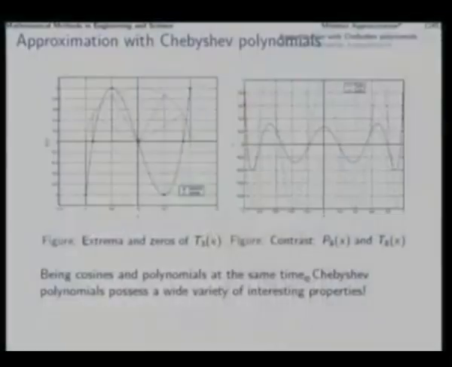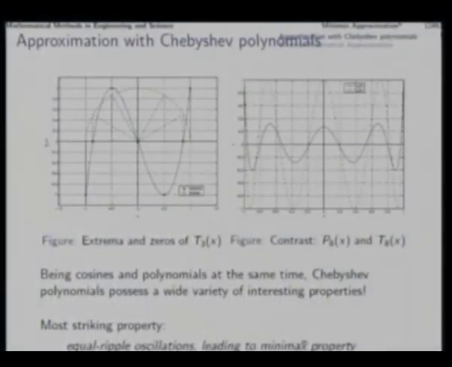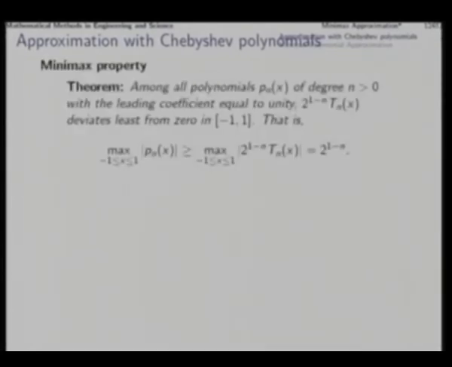So, being cosines and polynomials at the same time, Chebyshev polynomials possess a wide set of interesting properties which have this unique application in Minimax approximation. The most striking property is this equal ripple oscillations leading to the Minimax property. We will see this in two stages. First, what is this Minimax property of Chebyshev polynomials? The important result is that among all polynomials p_n(x) of degree n with the leading coefficient equal to unity. Why is this needed?